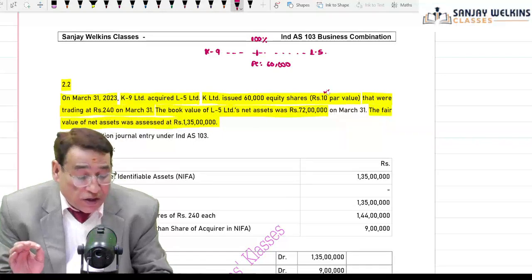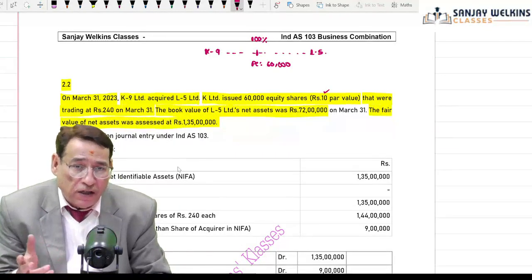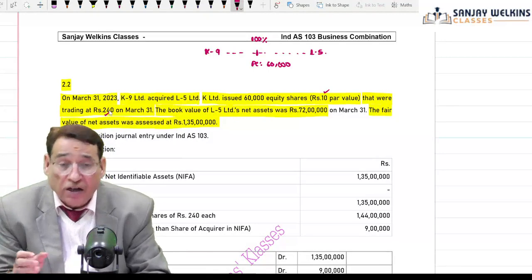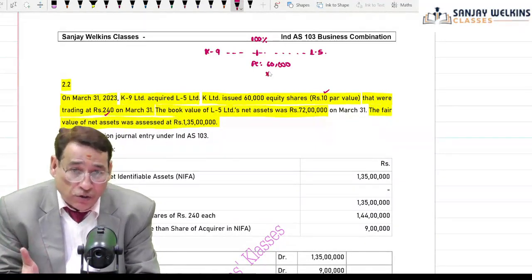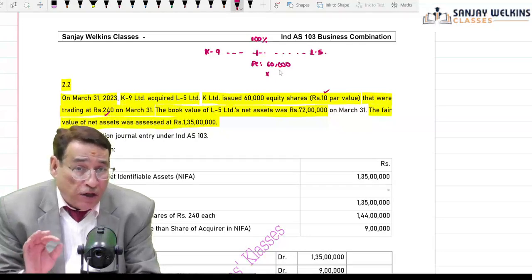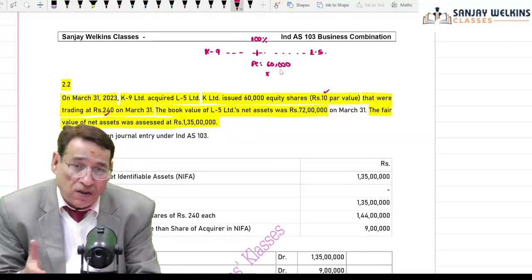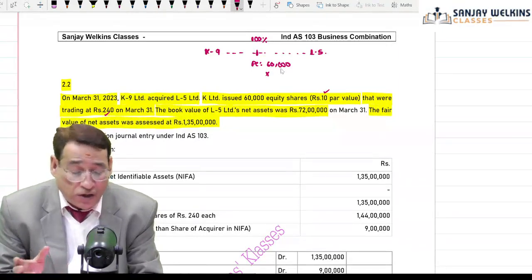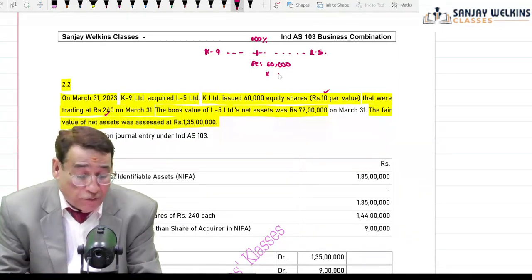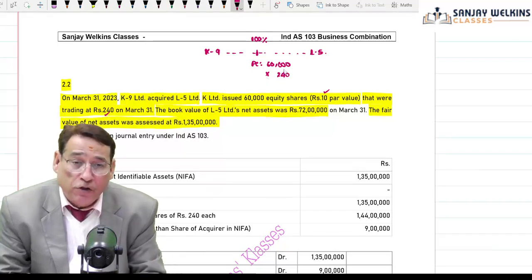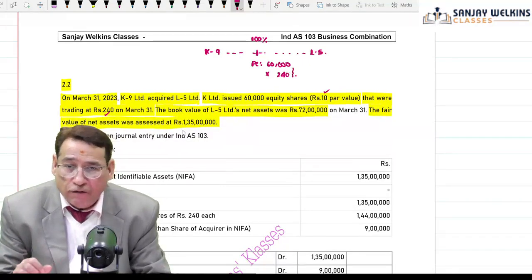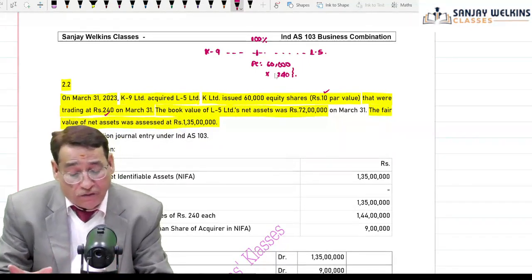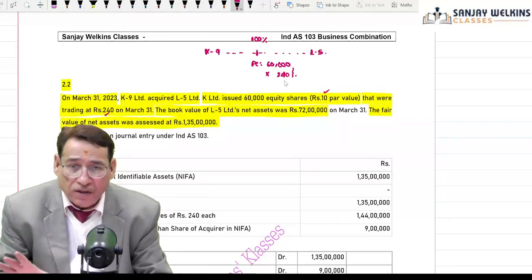It is also given that the face value of the share is 10, but at the same time the market value is 240. I have already told you, and we did a question today itself, wherein I told you whenever we are going to compute the purchase consideration, we are going to multiply the number of shares with the market value. The market value in this particular case happens to be 240, so I'm going to multiply it with 240. I think it will be equal to 14,40,000. So 14,40,000 will become my purchase consideration. Is it clear to you?